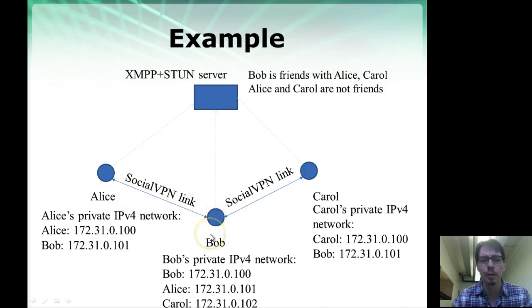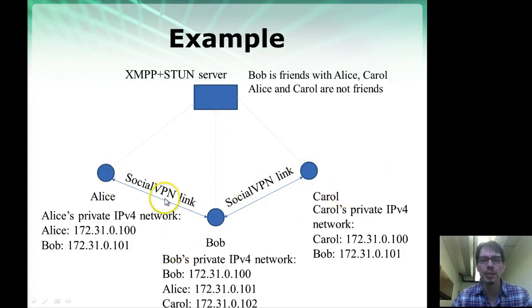Now Bob has his own view of the Social VPN. Let's say that Bob uses exactly the same subnet. It could be a different subnet as well. So Bob locally has his address as .0.100 and also maps Alice and Carol to different addresses. In this case, let's say Alice gets 101, Carol 102. So when Bob needs to send a packet to Alice with this address, it's also going to choose this link to send a message through. And when Bob sends a message to Carol on this address, Social VPN will map to this other link.